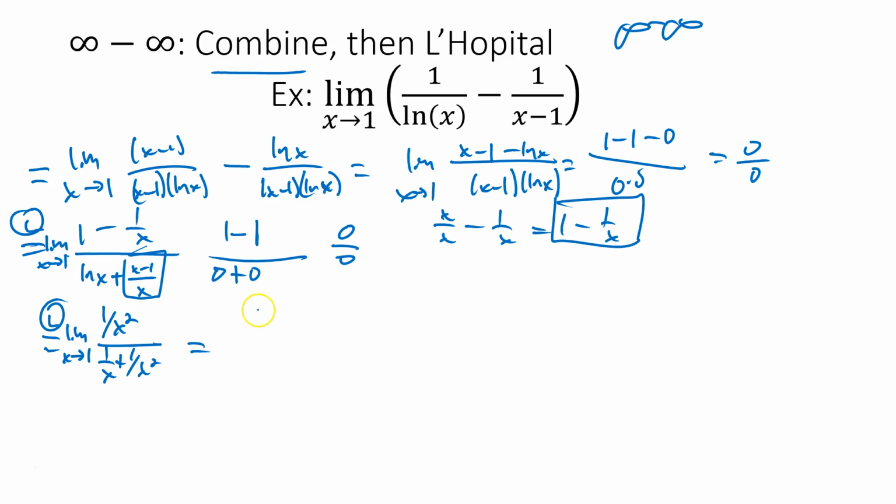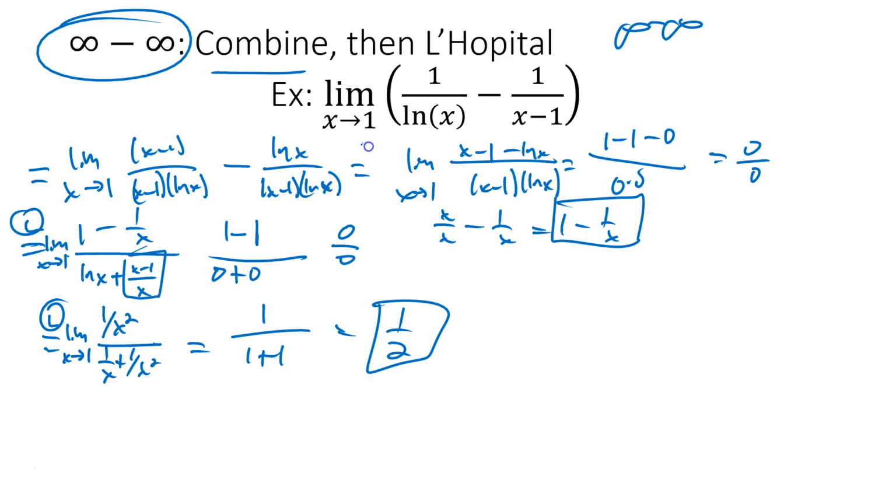So we plug in 1. That's 1 upstairs. On the bottom, we got 1 plus 1, so 1/2. I always find that fascinating that you have infinity minus infinity as x goes to 1, and you end up with it being 1/2. Kind of crazy.